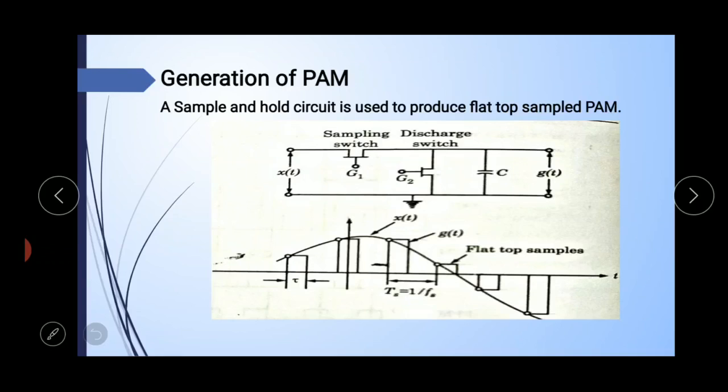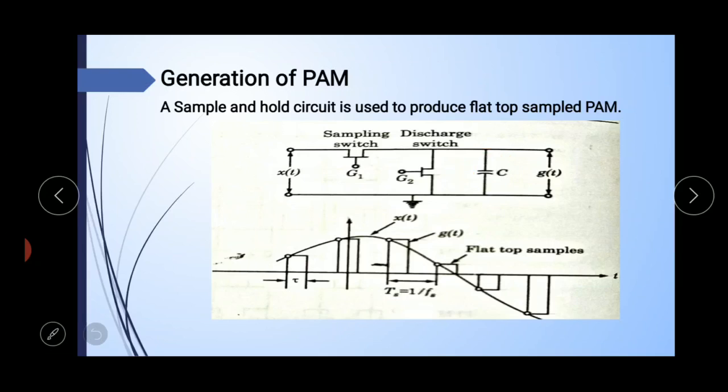A sample and hold circuit is used to produce a flat top sampled pulse amplitude modulated signal. The sample and hold circuit consists of two FET switches, these two, and then a capacitor. So three components are present: two FETs and one capacitor.